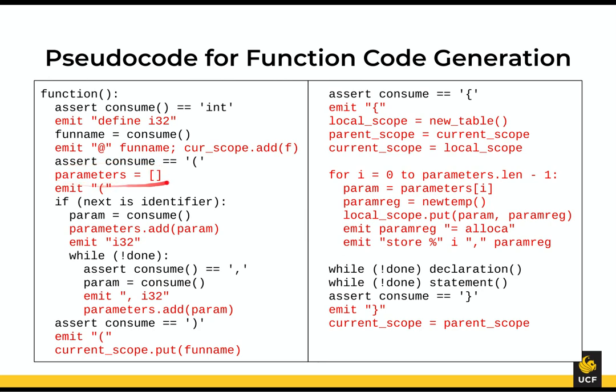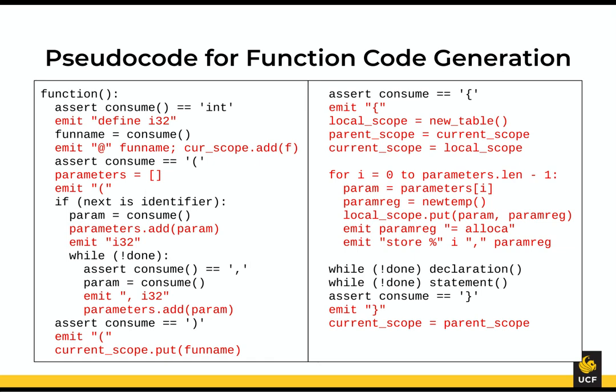I just initialize a list of parameters, and whenever I consume an identifier for the parameter, I just add it to my parameters list. So now I've got this nice list that tells me what all the parameters are for my function. And if you're doing the typed version of this, you're going to have to keep track of both the parameter and the type. And after I collect the names of the parameters, I emit its type, I32.